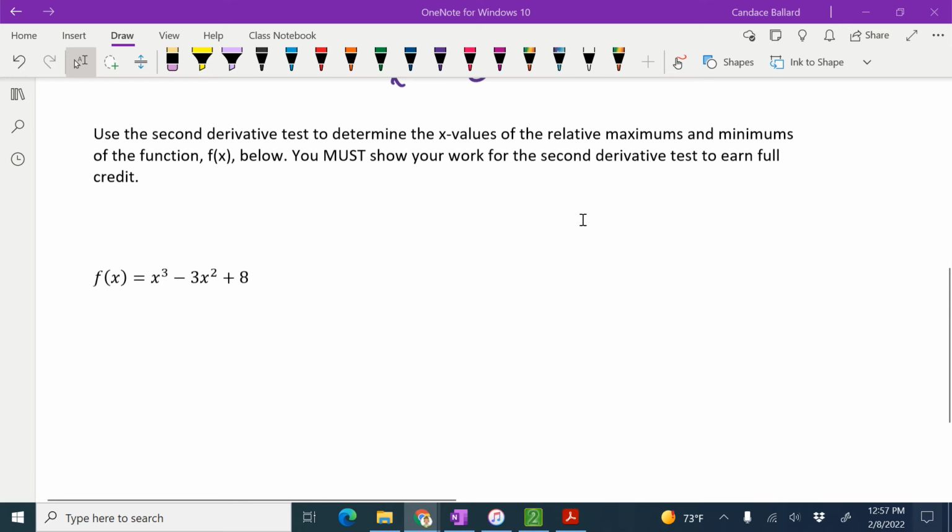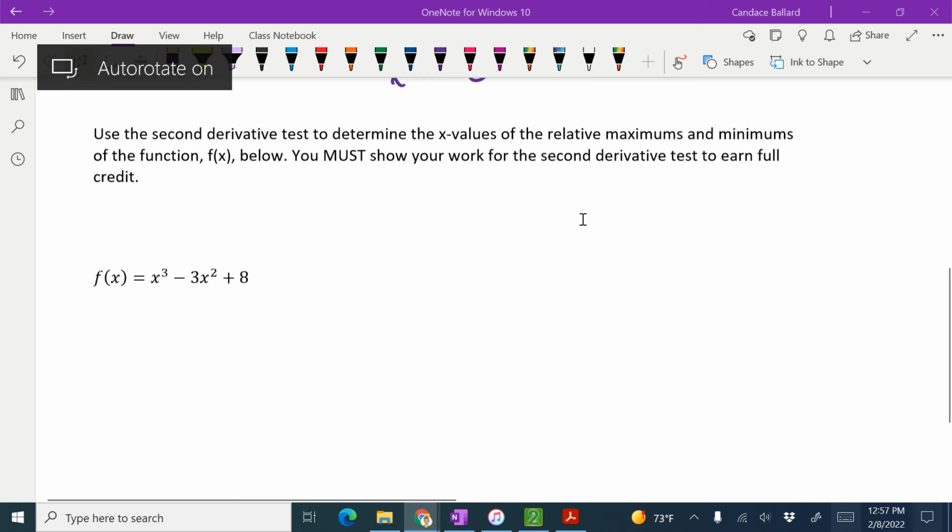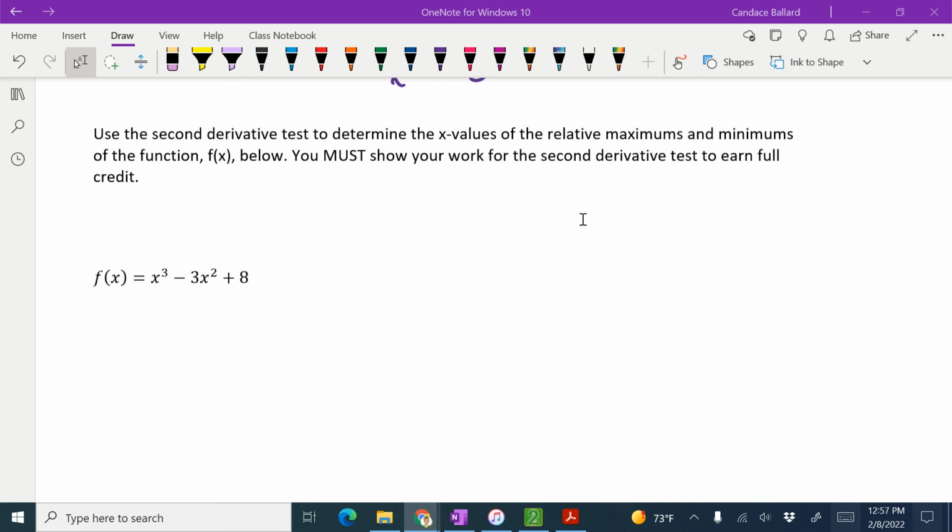In this video, we're going to use the second derivative test to determine all the x values of the relative maximums and minimums of the function f of x below. You have to show your work on the second derivative test to earn full credit. And because it says to use the second derivative test, we are not using sign charts on this one.